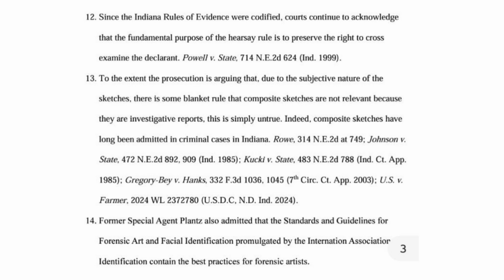13. To the extent the prosecution is arguing that, due to the subjective nature of the sketches, there is some blanket rule that composite sketches are not relevant because they are investigative reports, this is simply untrue. Indeed, composite sketches have long been admitted in criminal cases in Indiana.